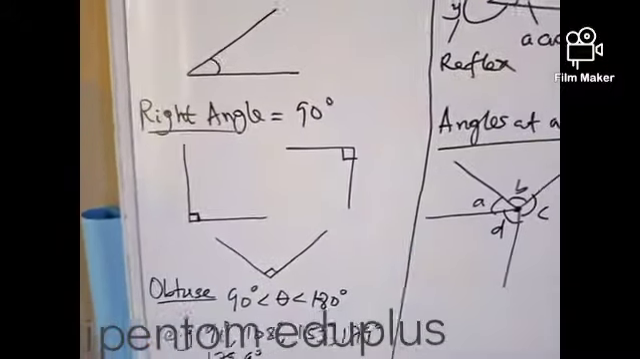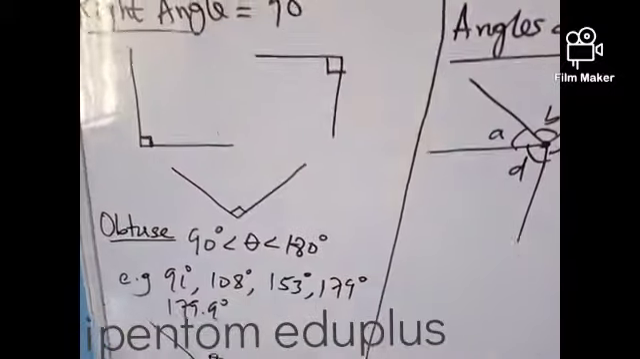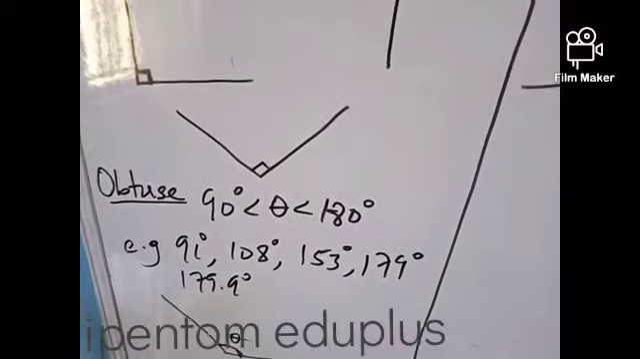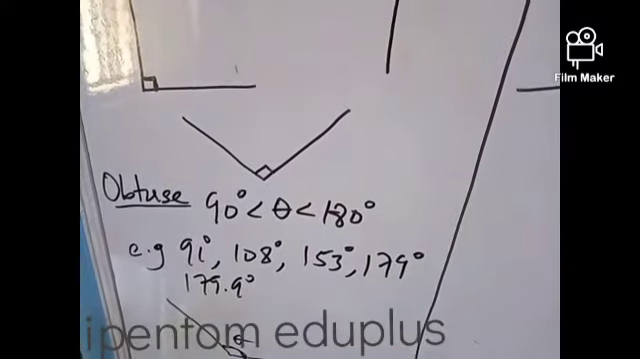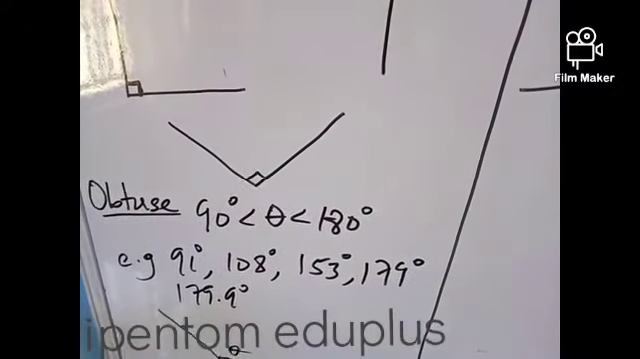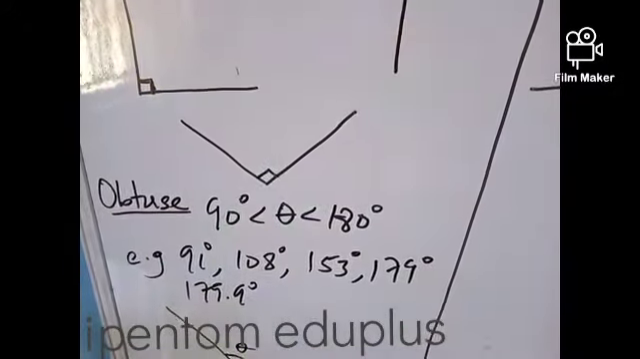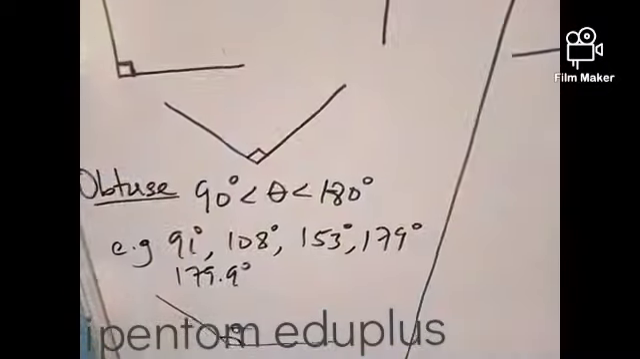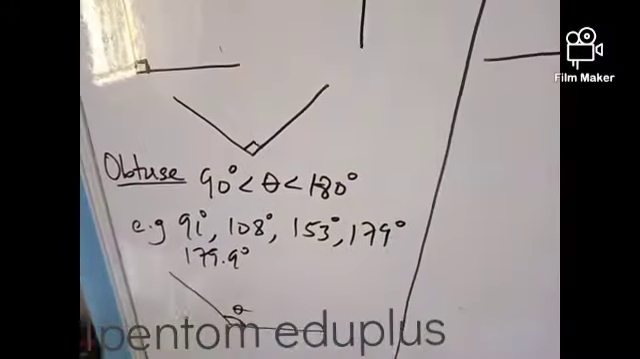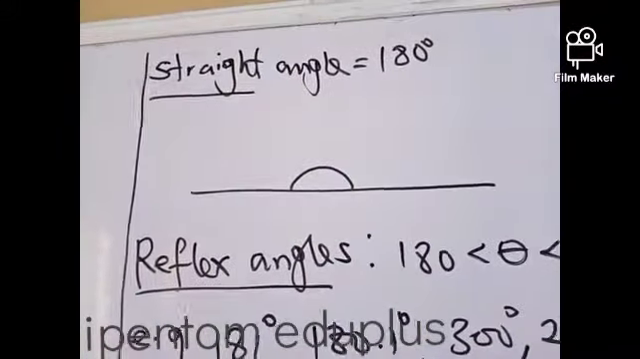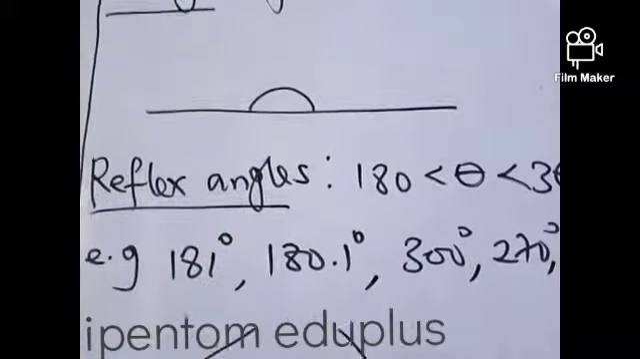Now, from there, we move to obtuse angle. Obtuse angle is an angle between 90 degrees and 180 degrees. We have angles such as 91 degrees, 108 degrees, 153 degrees, 179 degrees, 179.9 degrees. So these are examples of obtuse angle. You can see the diagram there. Then after that, we move to straight angle or straight line angle, which is equal to 180 degrees. You can also see the diagram of that one.